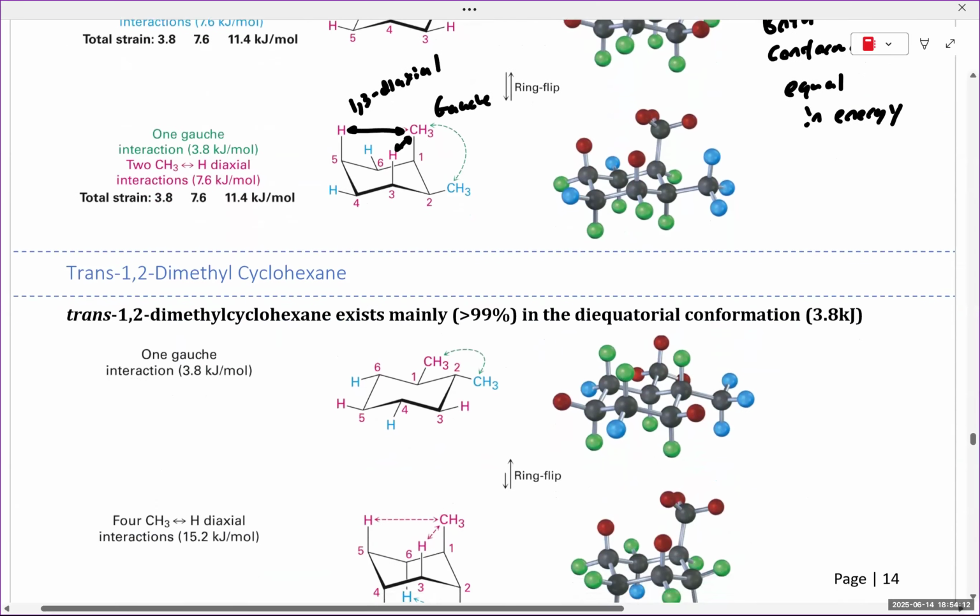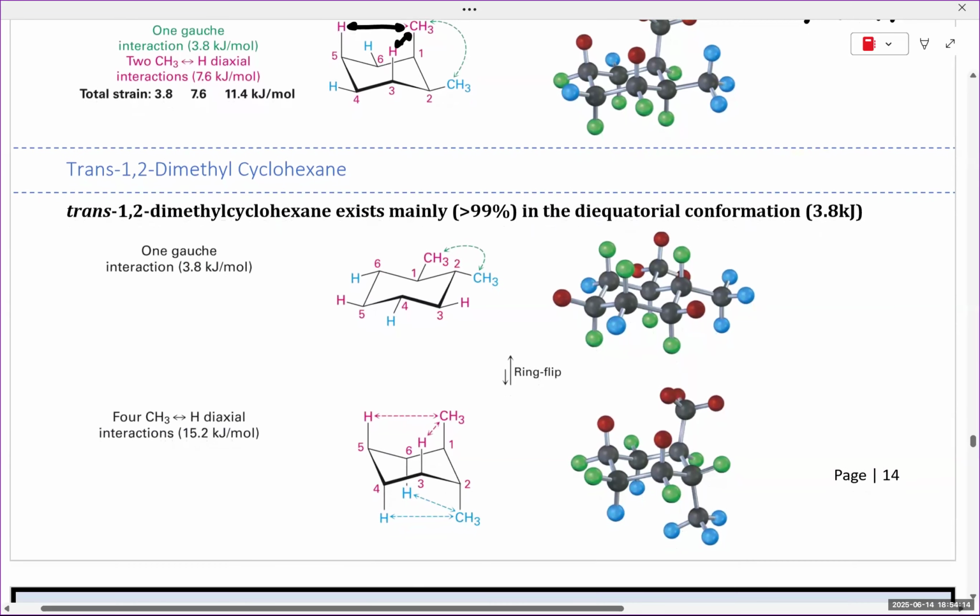For trans 1,2-dimethyl cyclohexane, trans 1,2-dimethyl cyclohexane exists mainly in the diequatorial conformation. If you had to make a guess with no other information, generally the lower energy conformation will place the largest substituents equatorial.